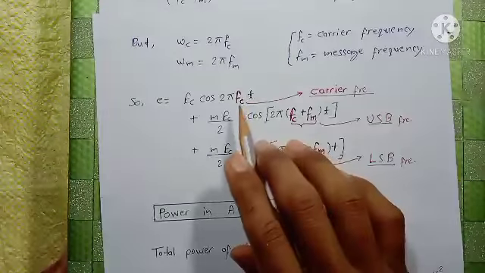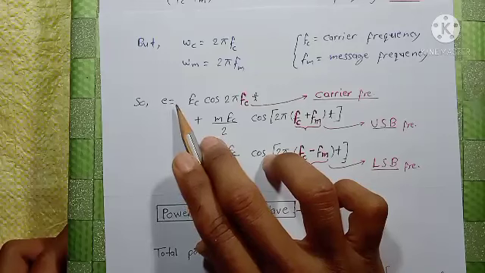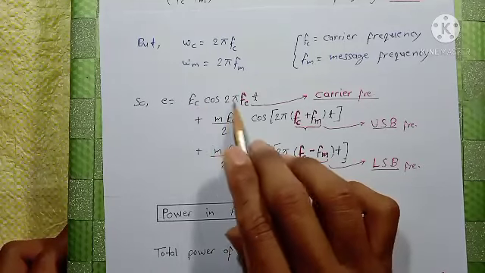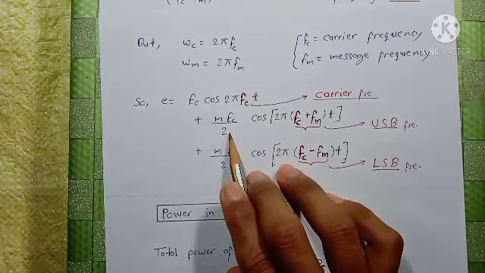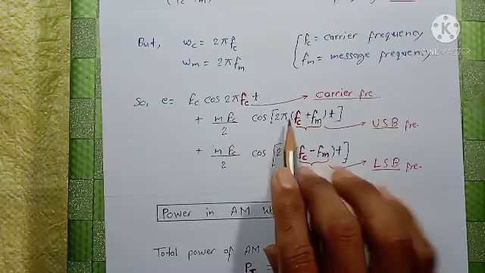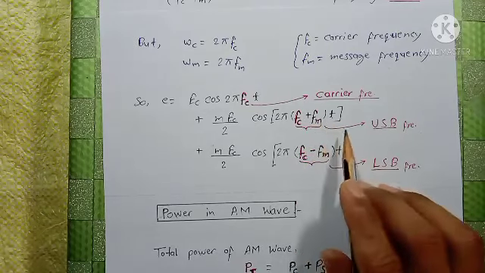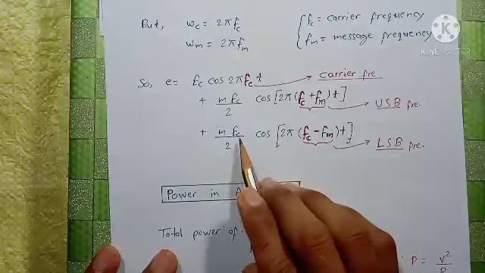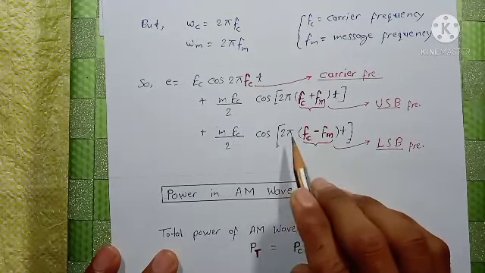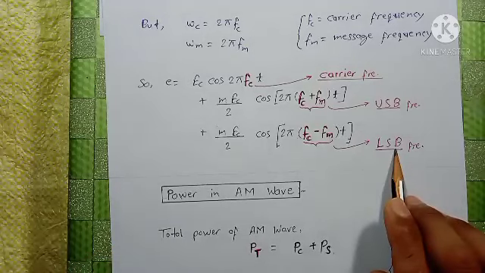So we will write the value of E is equal to EC cos 2 pi fc into t plus m EC divided by 2 cos 2 pi (fc plus fm) into t. This is our USB frequency. And m EC divided by 2 cos 2 pi (fc minus fm) into t, and this is our LSB frequency.